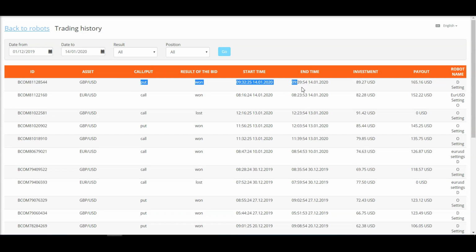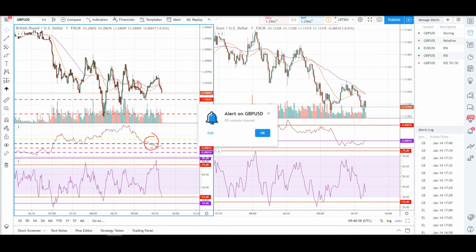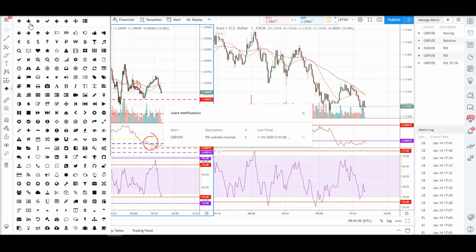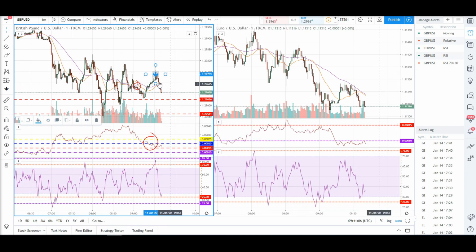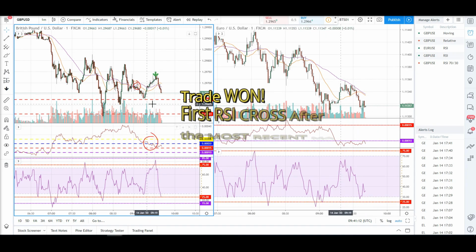Alright guys, so we are back. So apparently the put trade has actually won, and now my balance stands at 968 USD, and you can see clearly on the chart we have got a nice downward movement, and let me put the arrow back on the chart. So basically this is the first RSI cross after the most recent moving average cross.